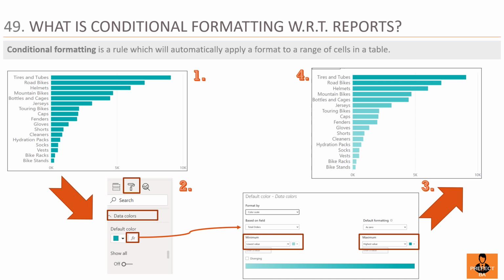Step 1. Select the table where the analyst wants to add the conditional formatting. Step 2. Under Format, Data Colors of the bar chart, click on the Effects function. Step 3. Set the colors for the lowest and highest values in the chart on the basis of some data field as per the business requirement. Step 4. The final chart with conditional formatting would appear on the basis of the steps followed above.